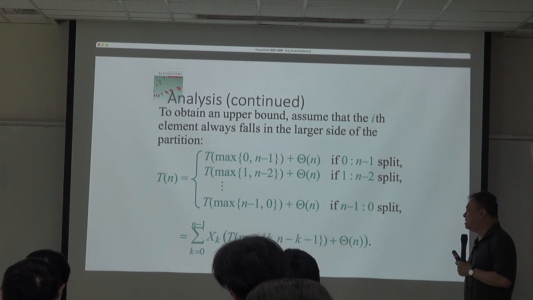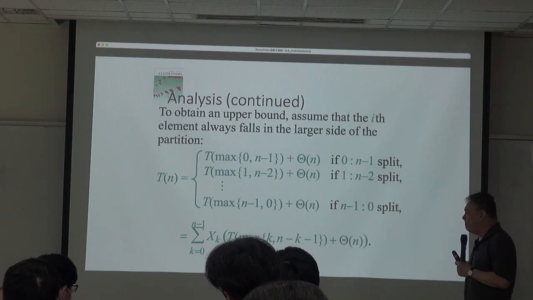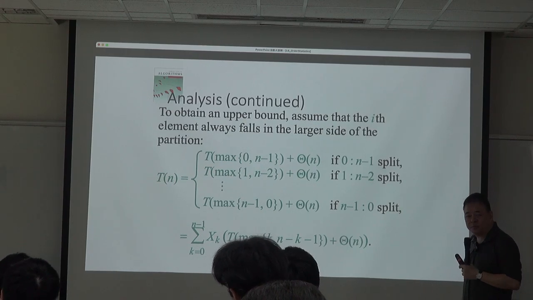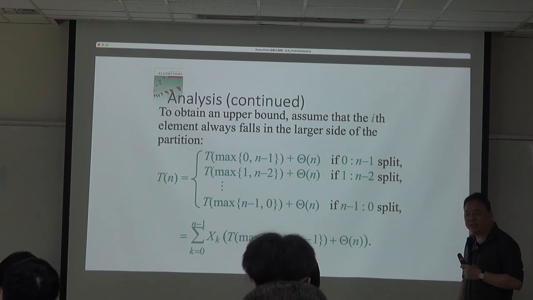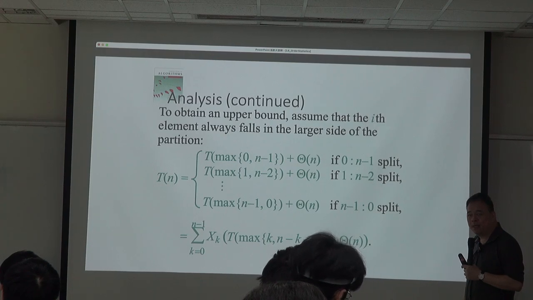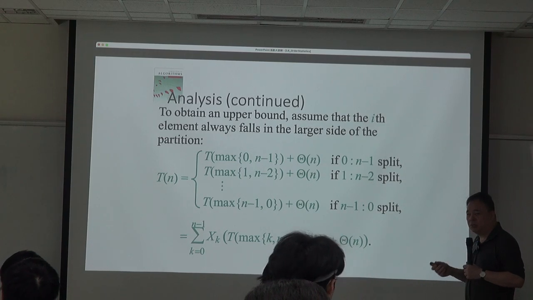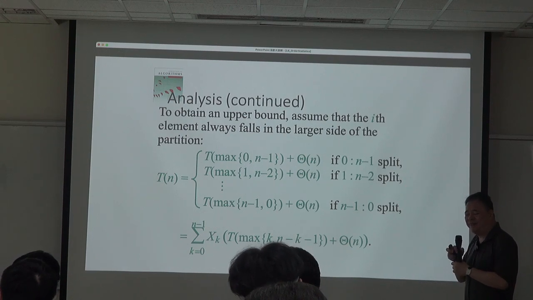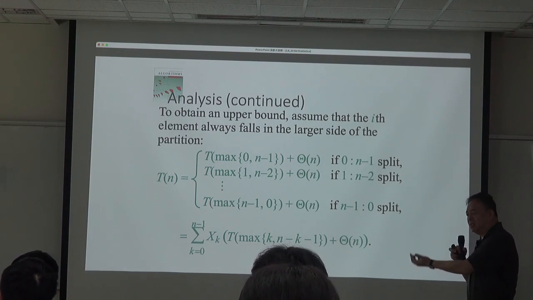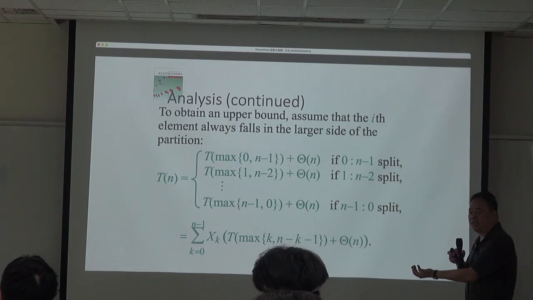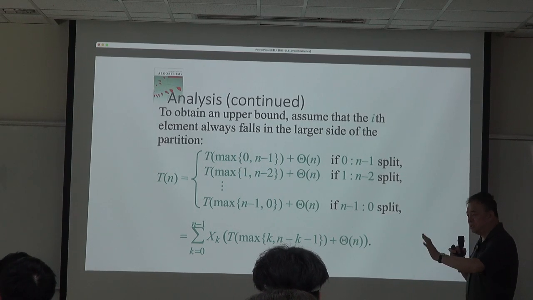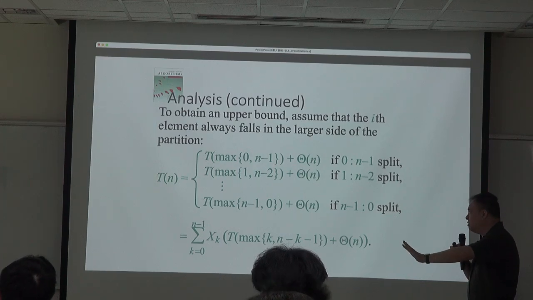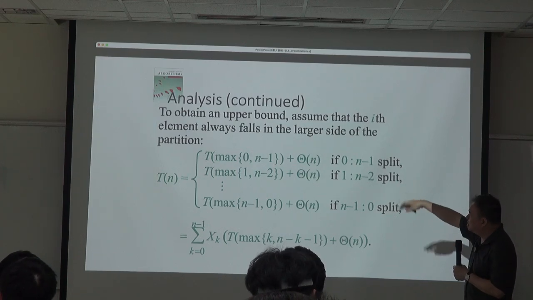And obviously, only one of them is possible, right? Only one of them is possible, because we are talking about different splits. Once you have a pivot, the split is set. It's going to be a certain split. It's one of these splits.